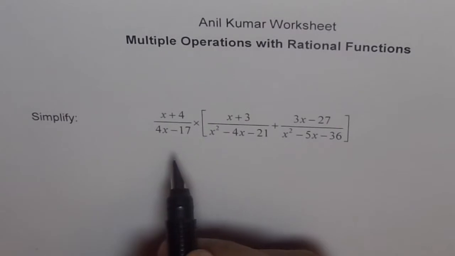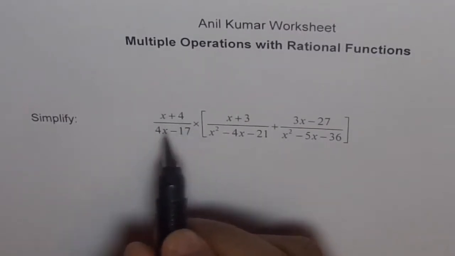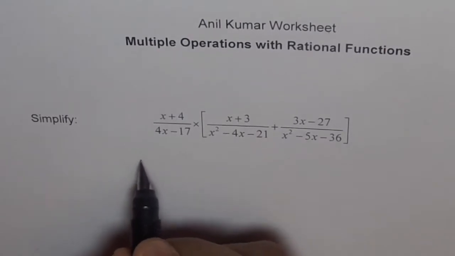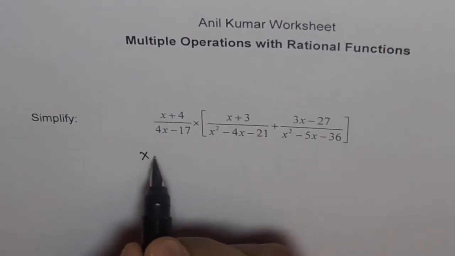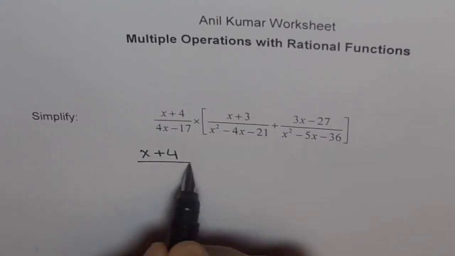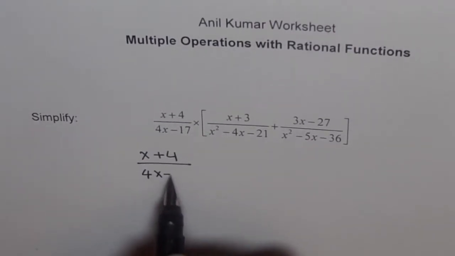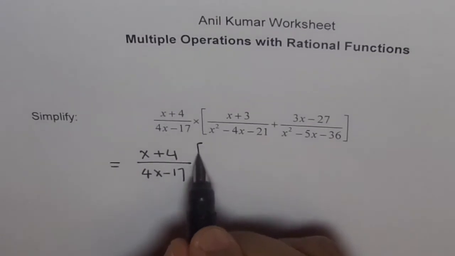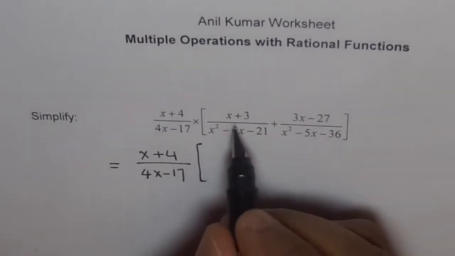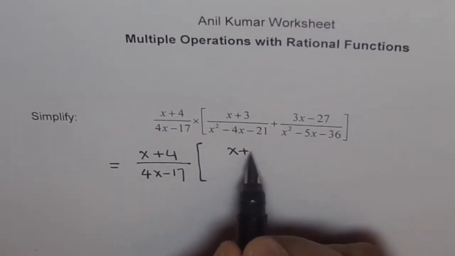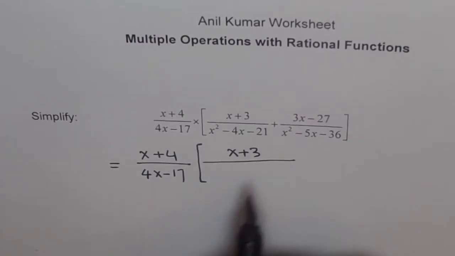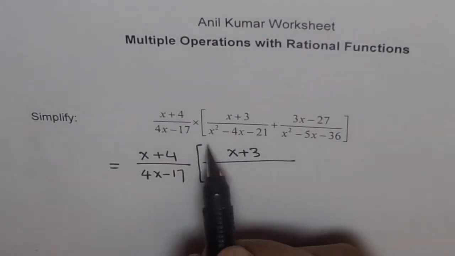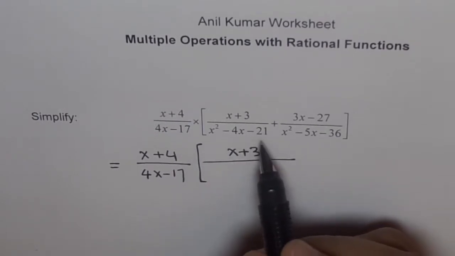So let's start. First thing is we'll leave this, there's nothing common here and it cannot be factored. So let me just write this as it is: x plus 4 over 4x minus 17. So this expression is equal to this, and within the bracket x plus 3 cannot be factored any further, so we just write x plus 3. This is a quadratic expression, right? And here we can use our product and sum technique.